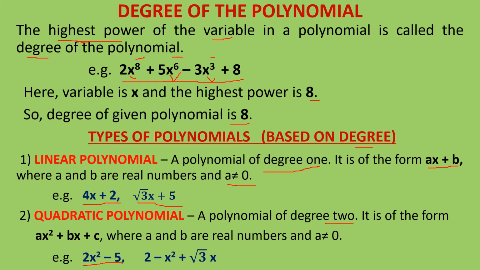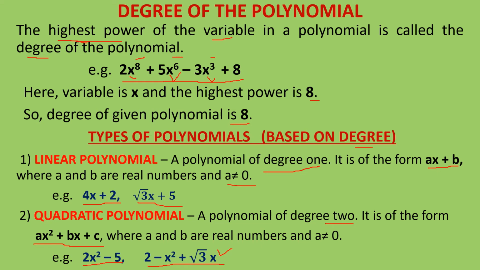Now second example, 2 minus x square plus root 3x. Here also variable is x. Now the powers of the variable here are 1 and 2. So out of 1 and 2, highest power is 2. That means degree of this polynomial is 2. So polynomials of degree 2 are called quadratic polynomials and are of the form ax square plus bx plus c.